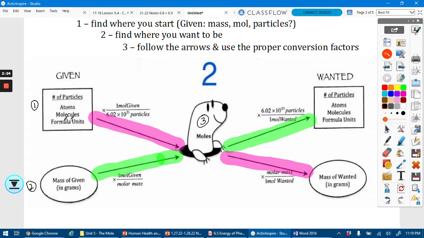So pick which one of these matches the unit on the number that you're given, and then what it is asking you to find for your wanted. Figure out if you are going to end top right, bottom right, or you could also end here at the moles too. So that's number 2, find where you want to be, and then you're going to follow the arrows and use the proper conversion factors that are listed along the arrows to do your conversions.